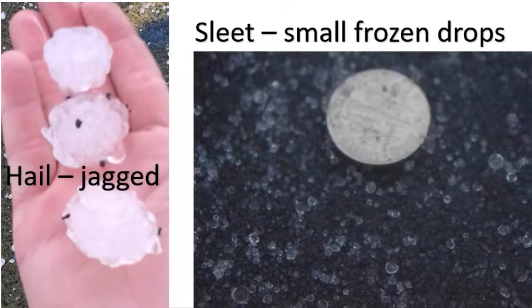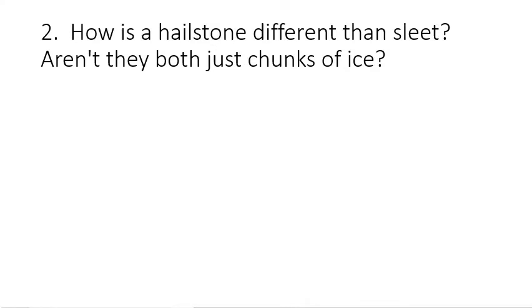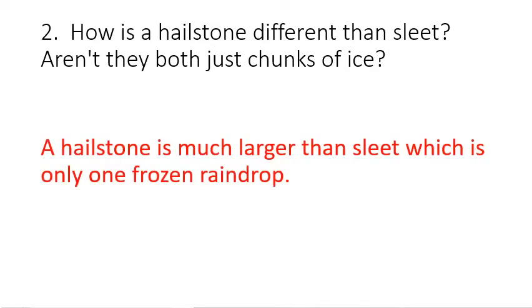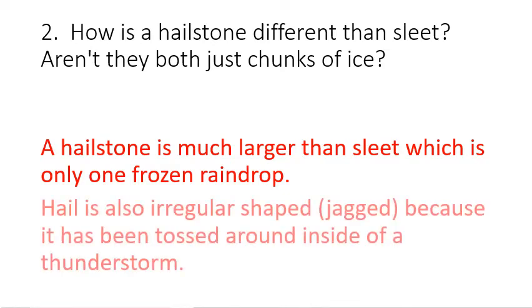Another noticeable difference between sleet and hail is that hail is much more jagged. It is not uniform, whereas sleet is a nice, tiny little circle, very uniform, because it's one raindrop that froze. So how is a hailstone different than sleet? A hailstone is much larger than sleet, which is only a frozen raindrop, and hail is also irregular in shape, where it's jagged because it's been tossed and turned inside of a thunderstorm. Those are the significant differences between hail and sleet.